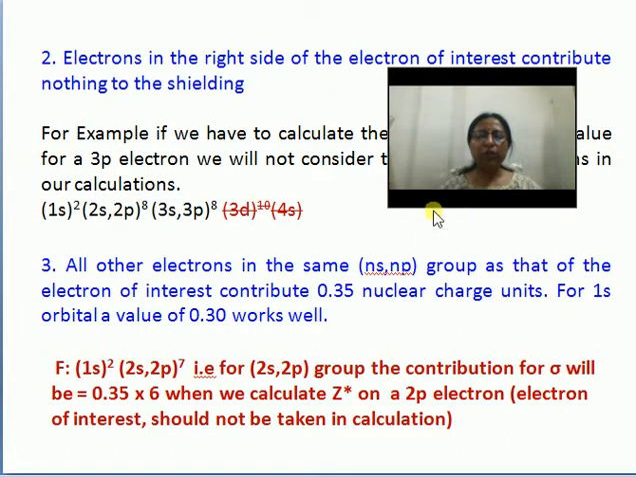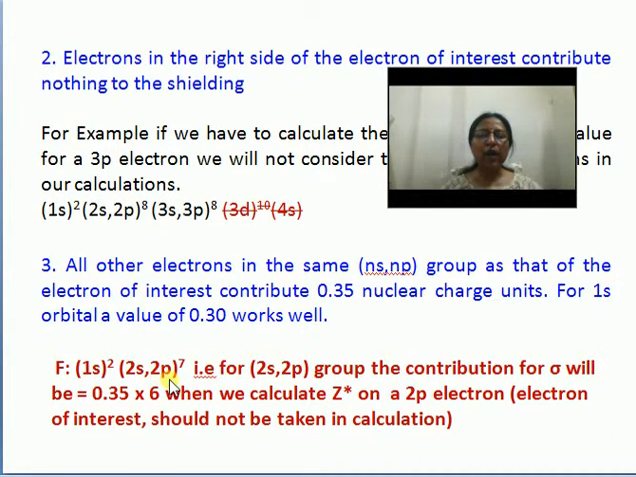I am going to tell you in detail about that, so you will understand the meaning of this rule. And also you will learn that for 1s orbital a value of 0.30 works well. So let me explain. Again we are taking the example of fluorine. It is 1s2 2s2p5. This is the group electronic configuration.